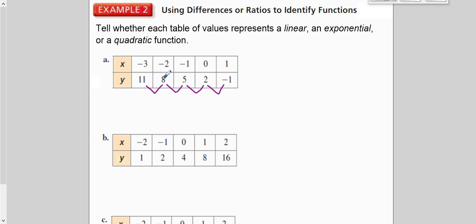To go from 11 to 8, it goes down by 3, so we're going to subtract 3. This is known as the first level differences. From 8 to 5, that goes down 3. 5 minus 3 is 2. 2 minus 3 is -1. These are the first level differences, and they are the same. Because the first level differences are the same, that means it is a linear function.